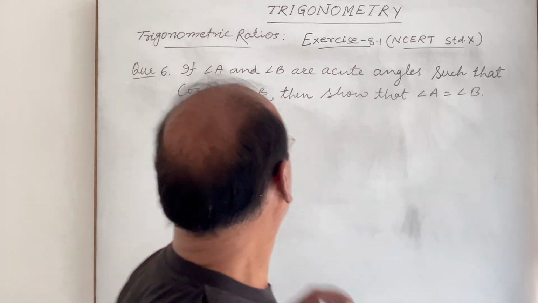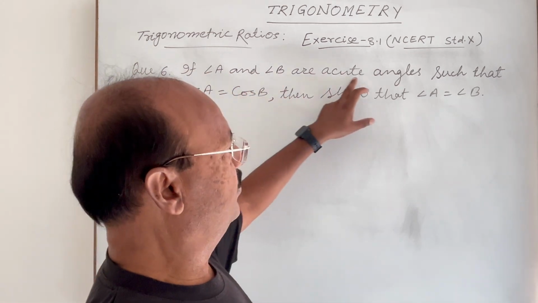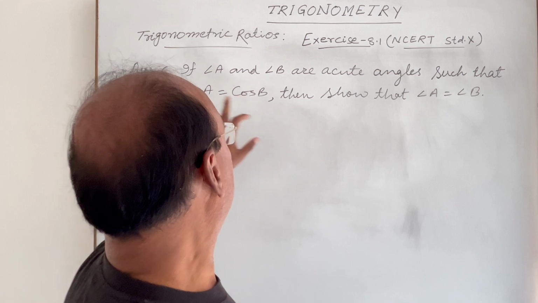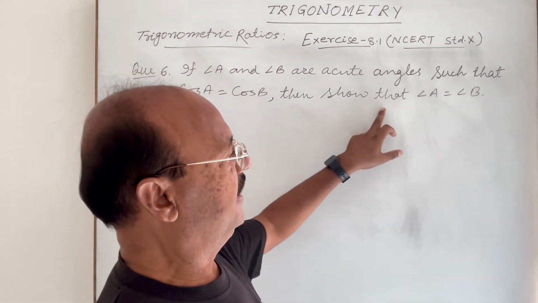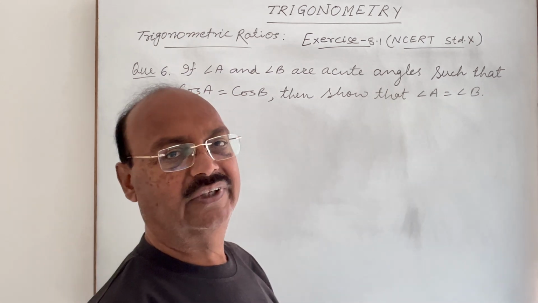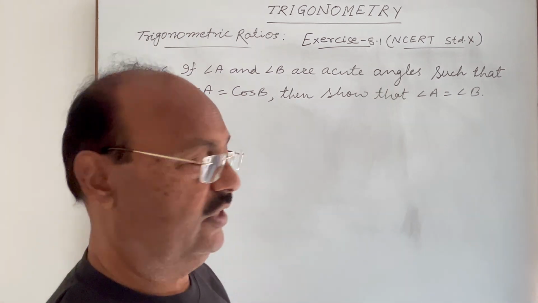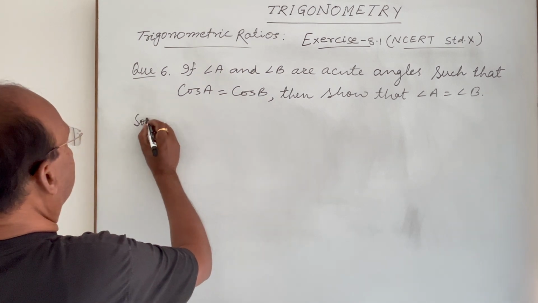Here the question is: if angle A and angle B are acute angles such that cos A is equal to cos B, then show that angle A is equal to angle B. Very important question. Let us see the solution here.